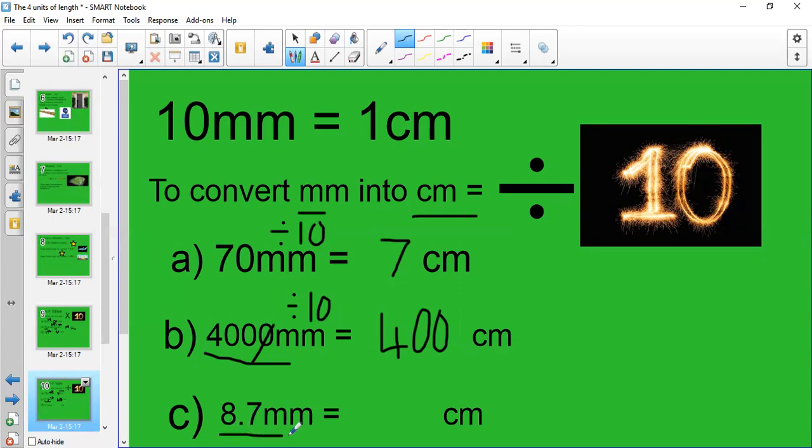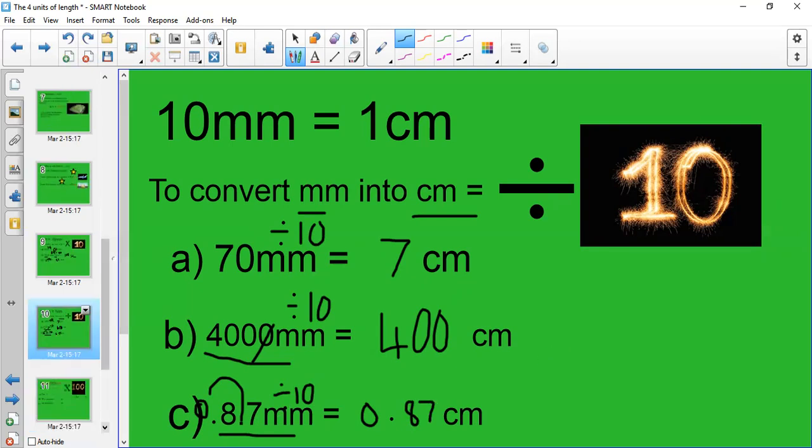If you're given, again, a number with the decimal point and you're asked to change the millimeters into centimeters, you just have to do 8.7 divided by 10. And we know that our decimal point, because we're dividing, has to move back to the left by one space. And we have to put 0 in as our placeholder. So 8.7 millimeters becomes 0.87 centimeters. So I hope that makes sense.